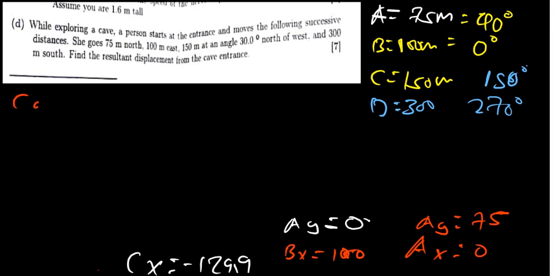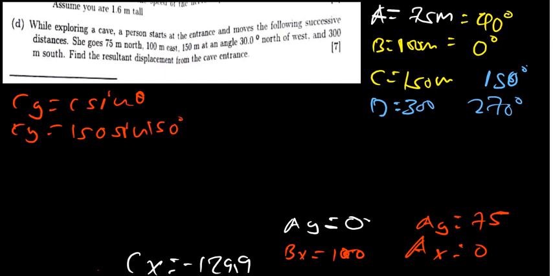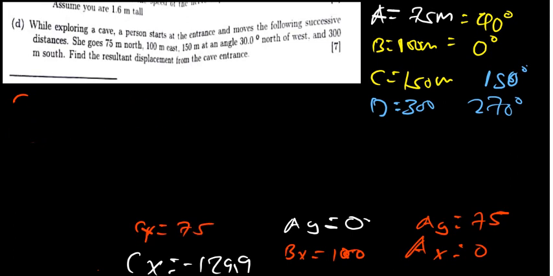We have cy is going to be c sine theta. C is 150 sine 150. What are we getting? 75. Let's go to D.